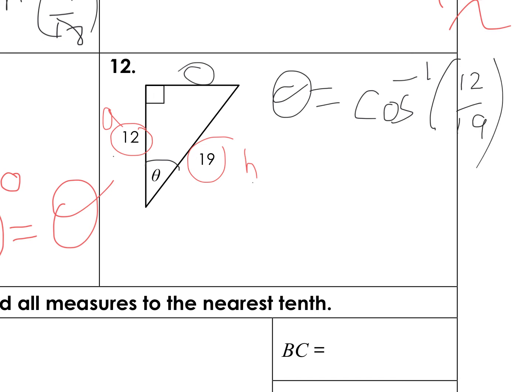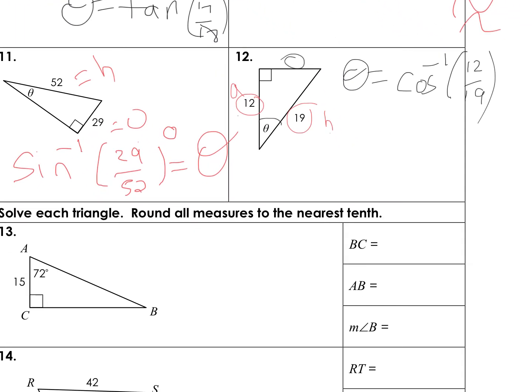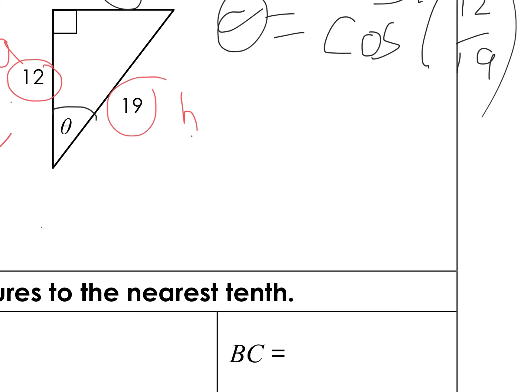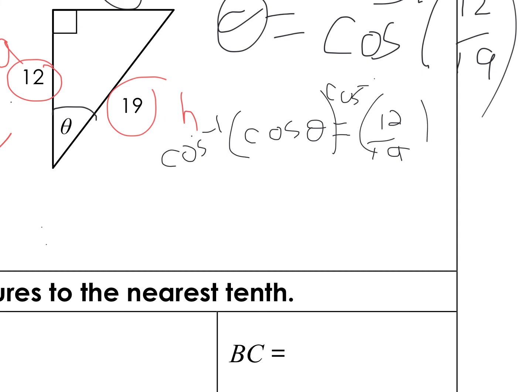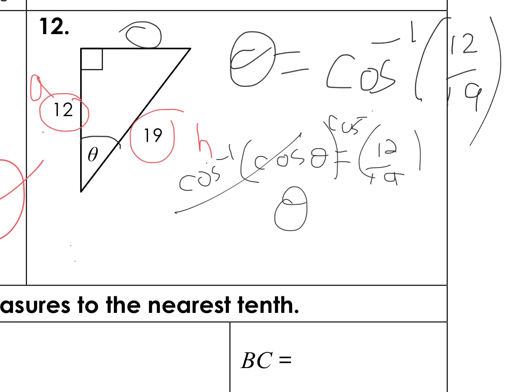So you can pick up the pace a little bit. I just think it looks so much better when I do it as cosine of theta equals 12 over 19. And then I'm so smart by inverse cosine of both sides. That pops out, leaving theta is... Oh, why did I quit writing? Theta is inverse cosine of 12 over 19.